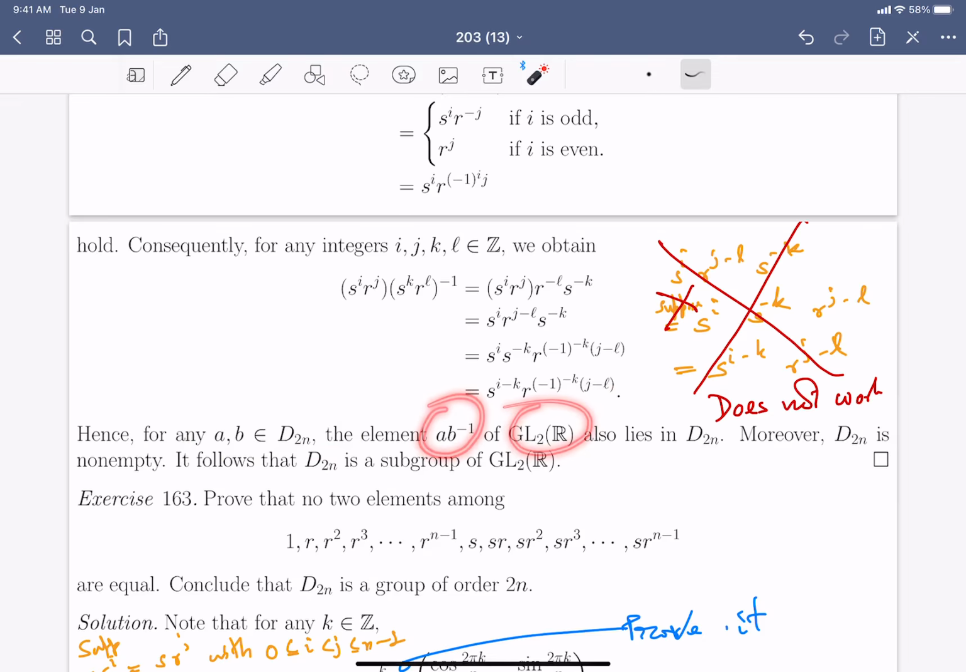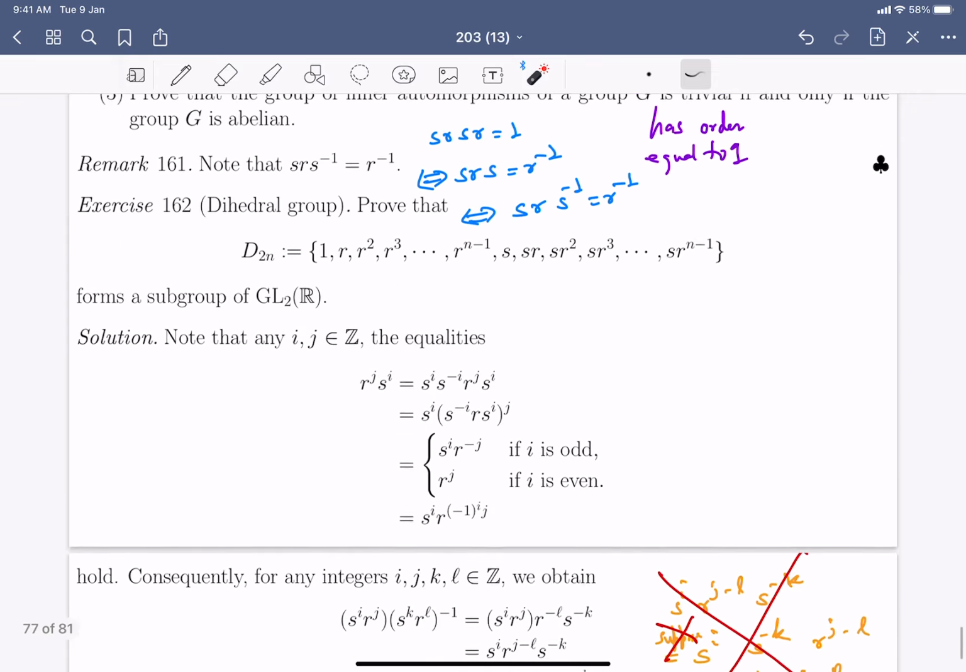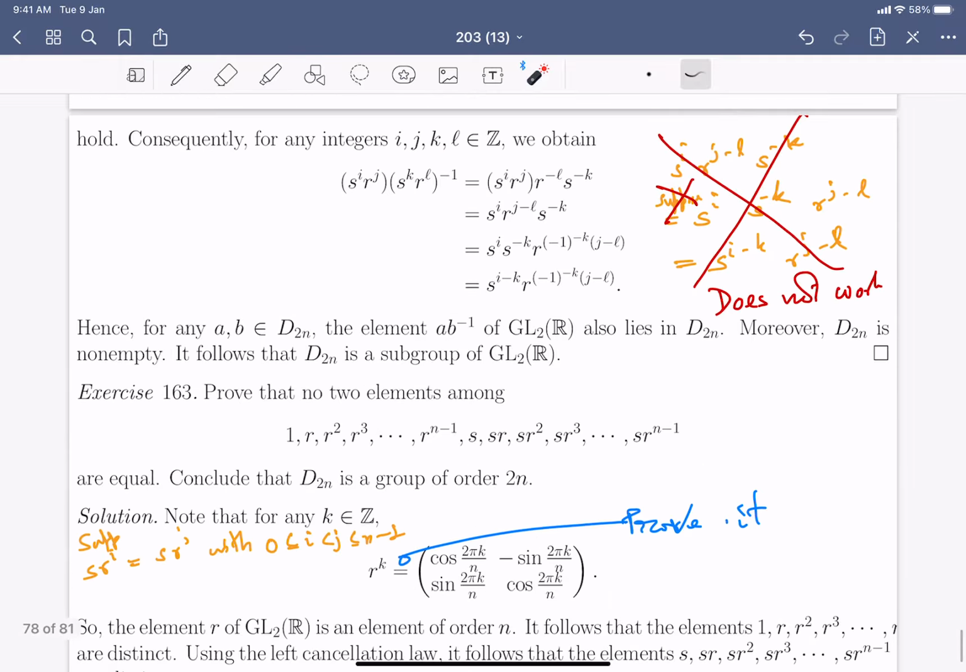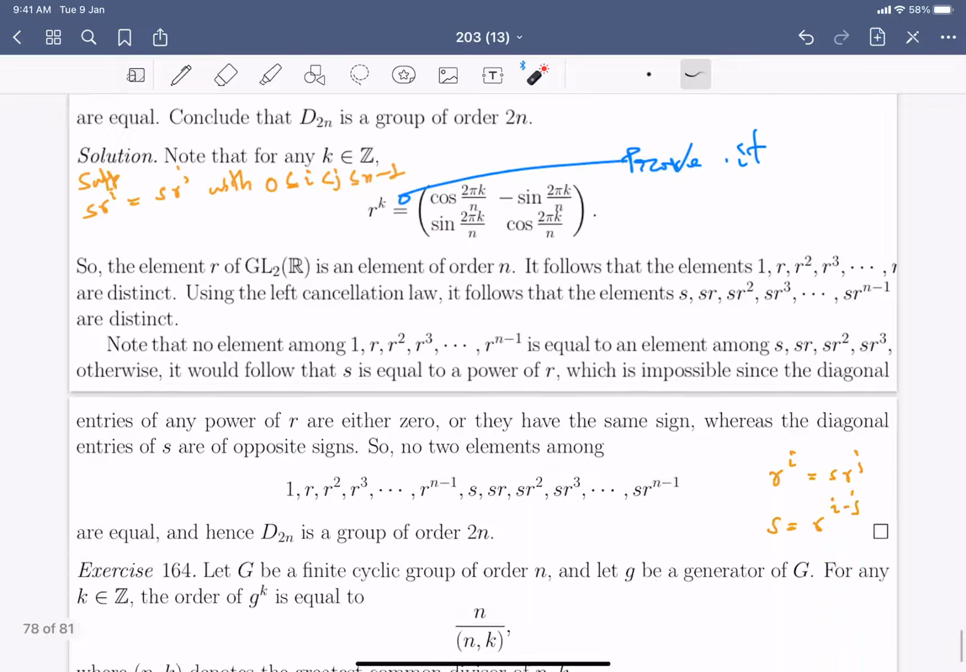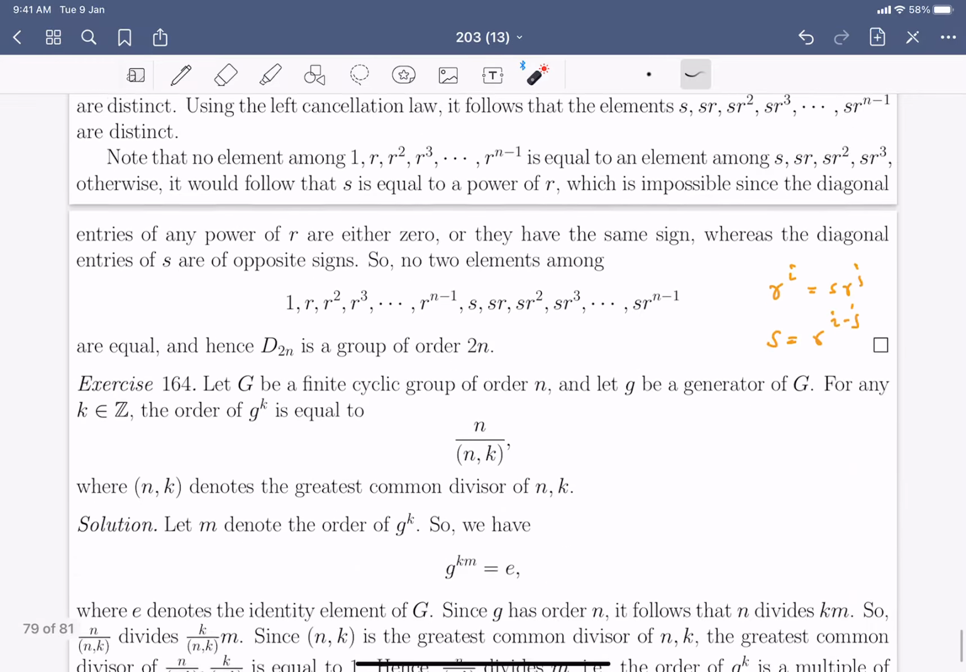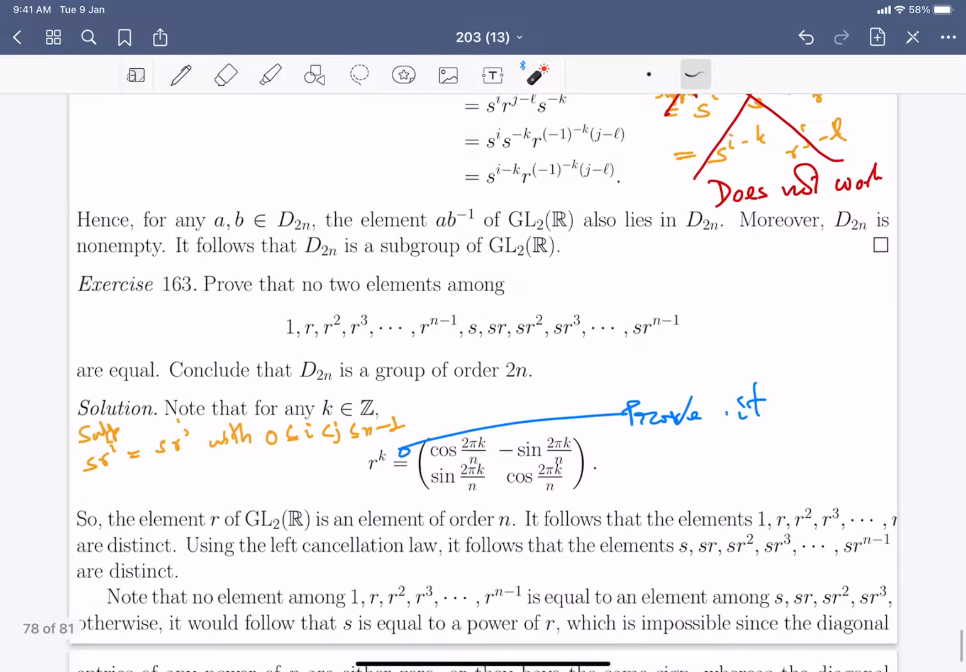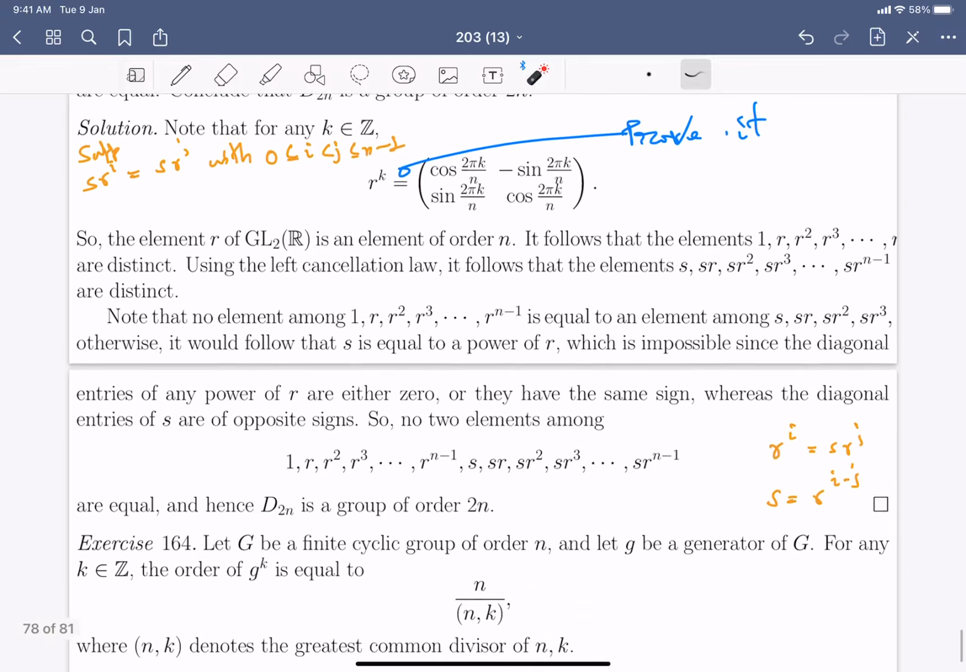In other words, we know that for any A, B inside D2n, the element A B inverse of GL2R also lies inside D2n. And certainly D2n is non-empty. It contains the identity matrix, 1 0 0 1. So D2n is non-empty, and so it follows that D2n is a subgroup of GL2R. And then of course we know that D2n thus becomes a group of order 2n.